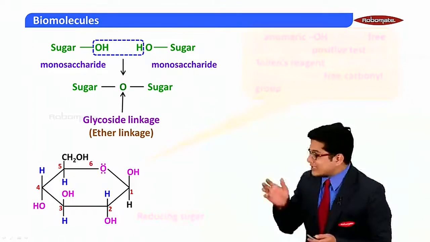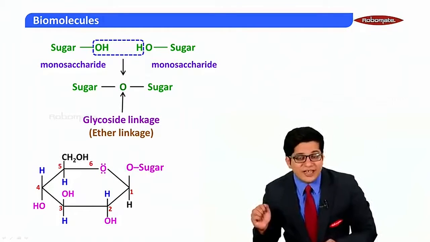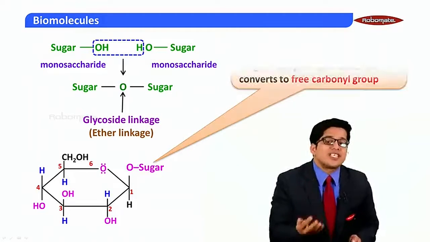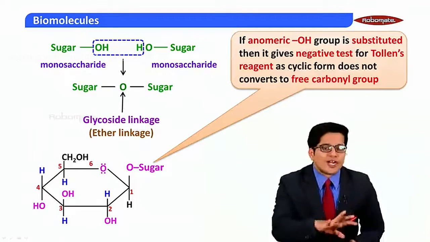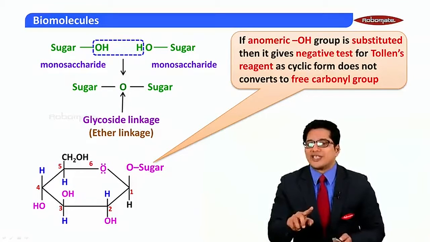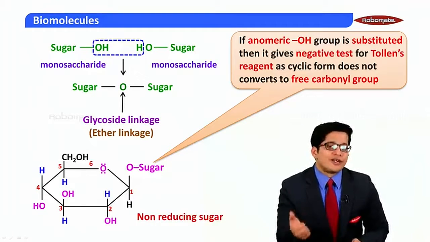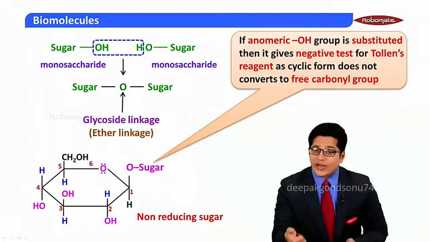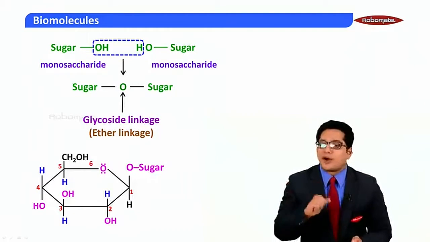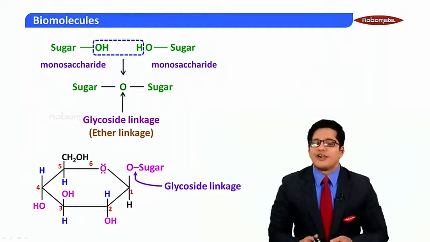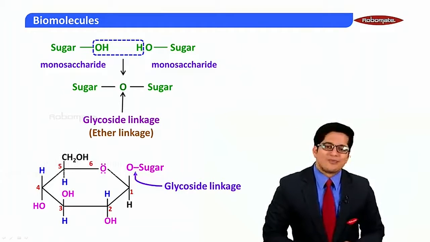But now let's suppose in the second case, this OH was substituted. Then it would not react with Tollens reagent, and this sugar would be called a non-reducing sugar, whereas the oxygen-sugar bond would be called a glycosidic linkage or a glycosidic bond.